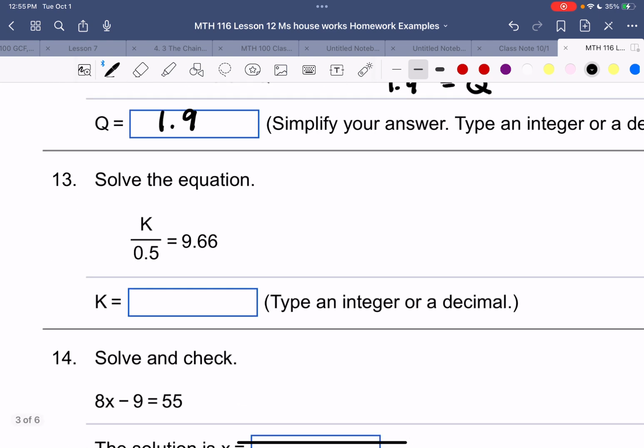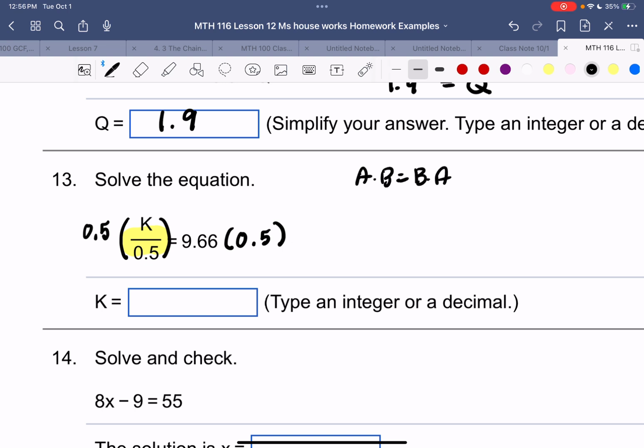Example 13. I have division. I need to do multiplication. I'm going to multiply both sides by 0.5. As long as it's not a 0, you can do this. And it doesn't matter if you put it in the front or the back, because A times B is equal to B times A. I just kind of squeeze it in where it will fit.